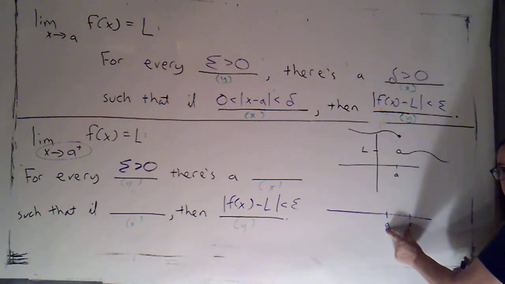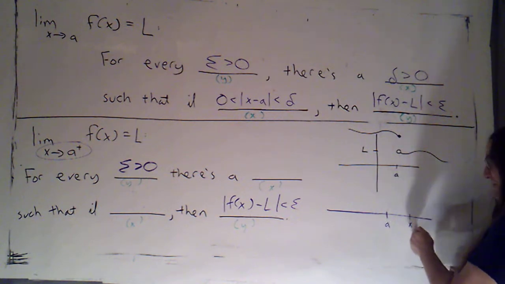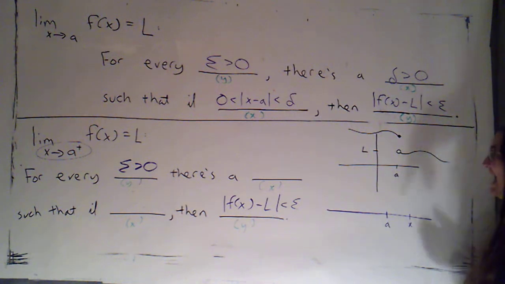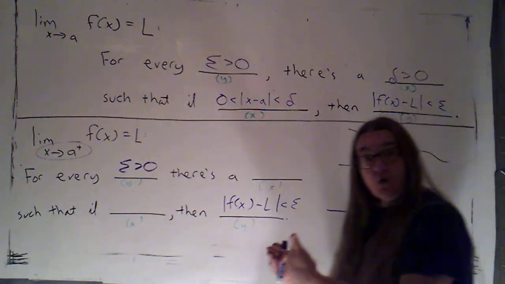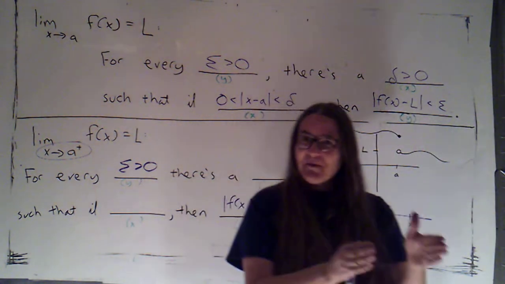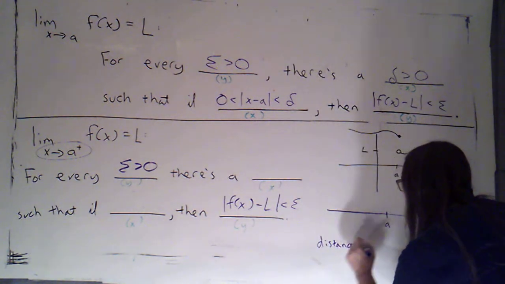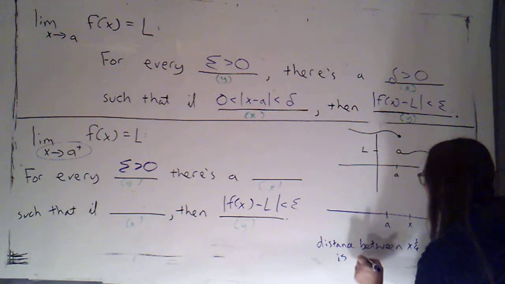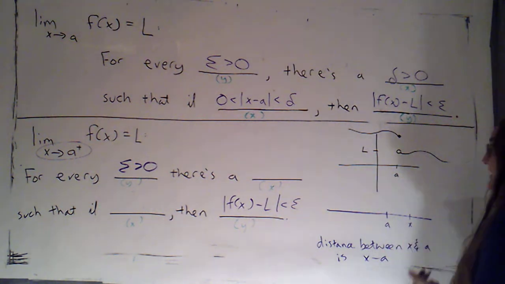Now, that means that the distance between x and a will simply be x minus a, right minus left. I don't need an absolute value. I needed an absolute value if it was possible that x was over here so that I didn't know which was my right endpoint and which was my left endpoint. But here I do. I can say the distance between x and a is just x minus a. Excellent.